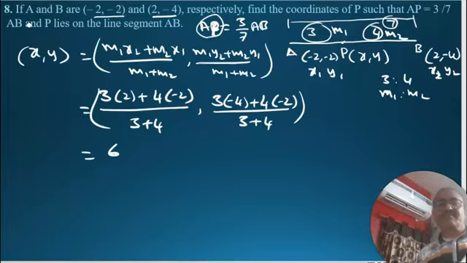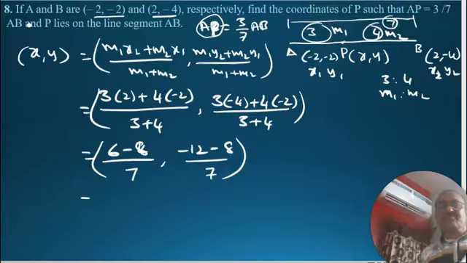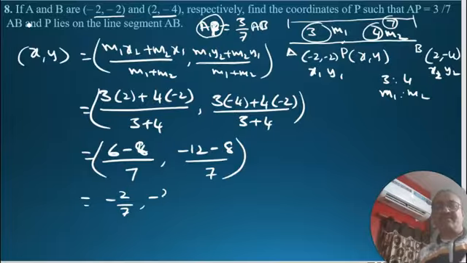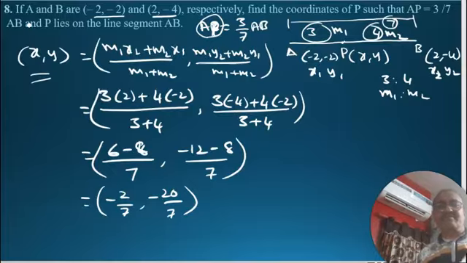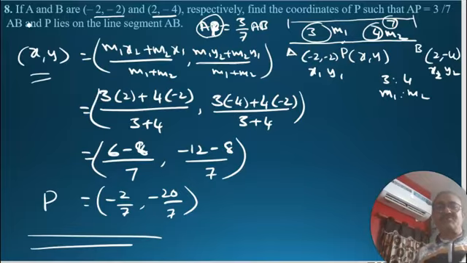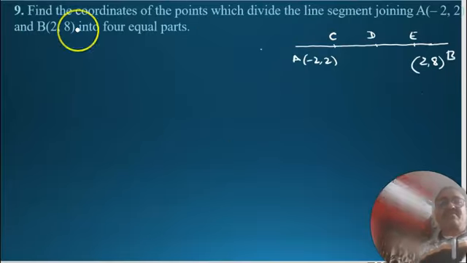3 2s are 6 plus 4 into minus 2 is minus 8, by 3 plus 4, 7. 3 into minus 4 is minus 12 plus 4 into minus 2 is minus 8, by 3 plus 4, 7. So 6 minus 8 is minus 2 by 7, comma, minus 12 minus 8, minus 20 by 7. This is x comma y. That is P: minus 2 by 7, comma, minus 20 by 7.